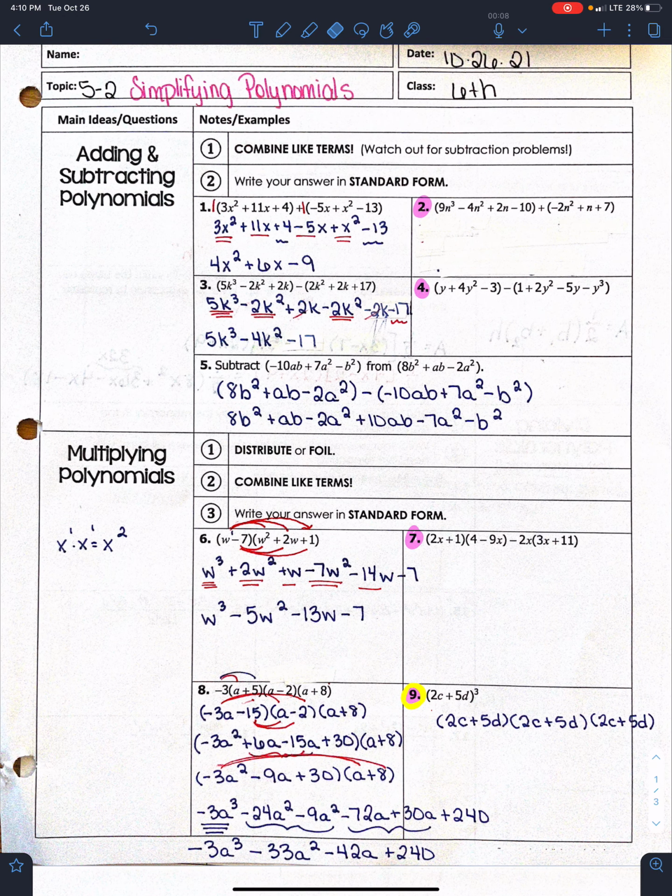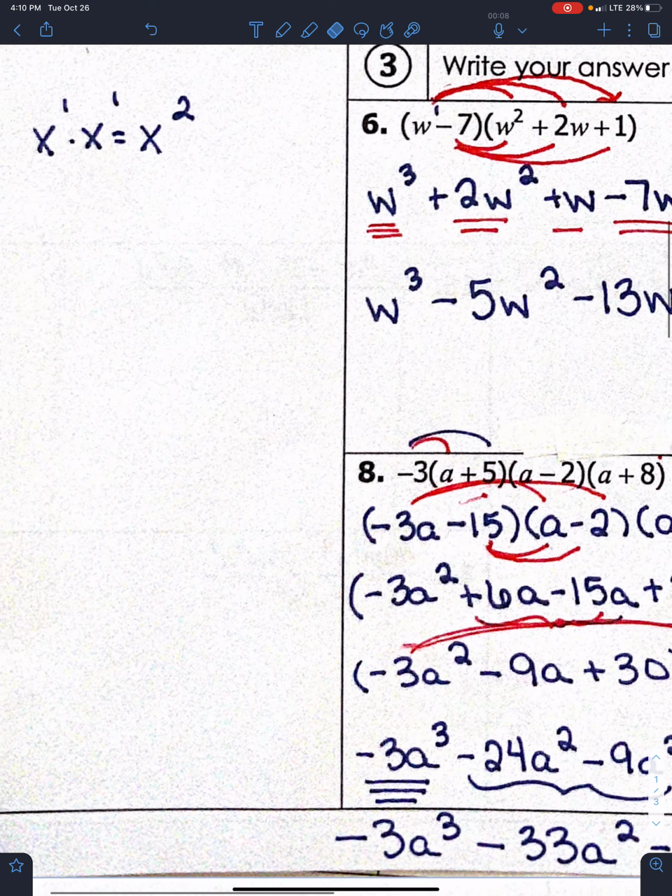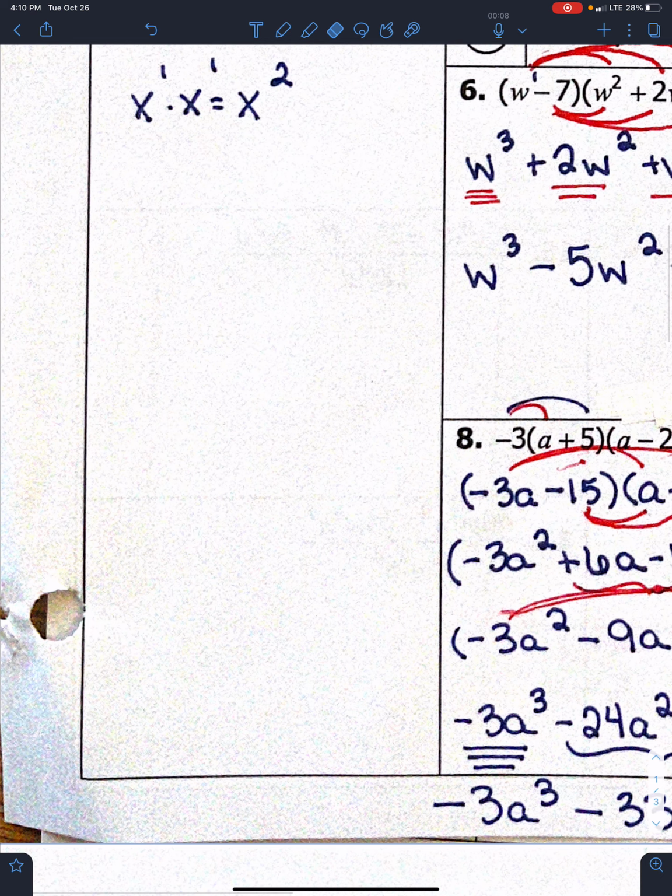Hi all, I want to go ahead and get started with today's independent practice. For the front side of simplifying polynomials, you had number 2, number 4, number 7, and number 9. I'm going to go down to number 9 for a second because I want to talk about something on that one.